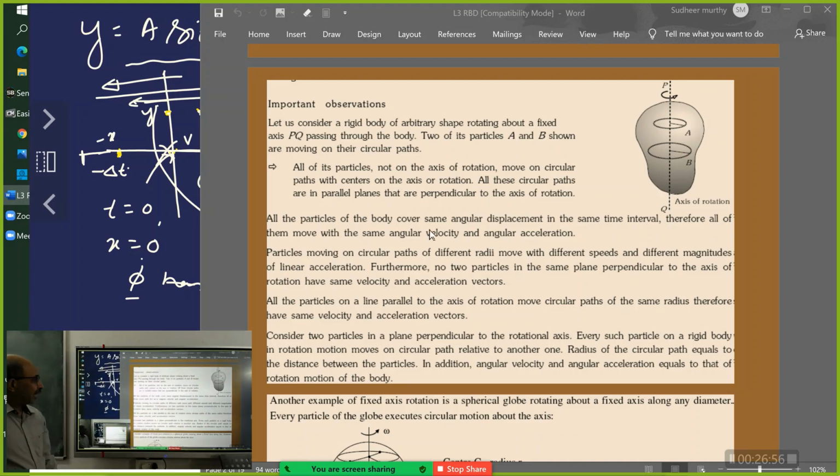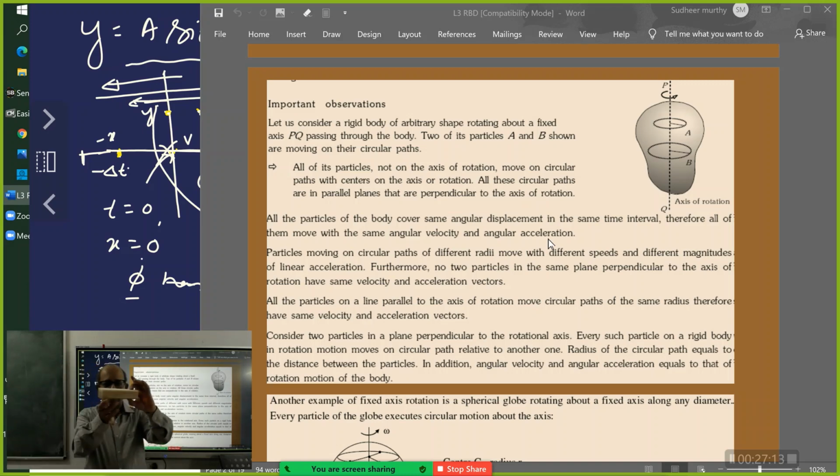Okay. All the particles of the body. Now these are some important abstractions here. All the particles of the body cover the same angular displacement in the same time interval. Therefore, all of them move with the same angular velocity and angular acceleration.